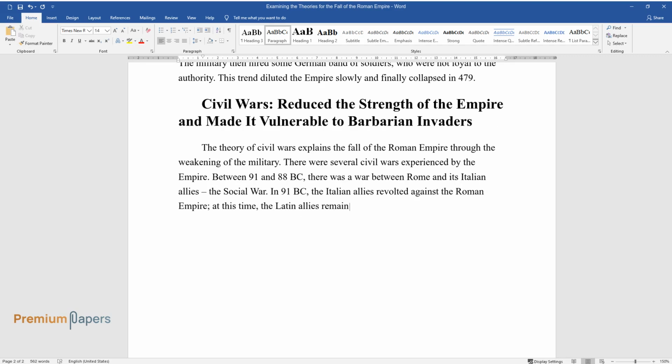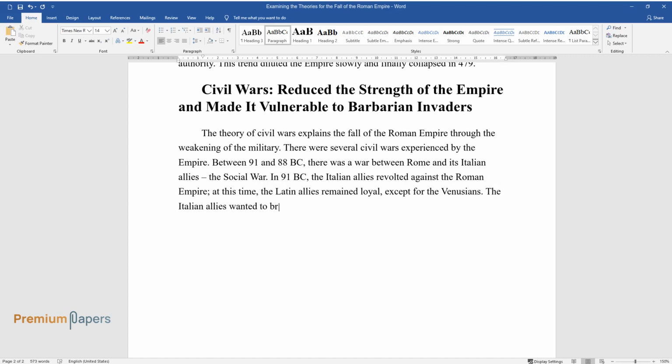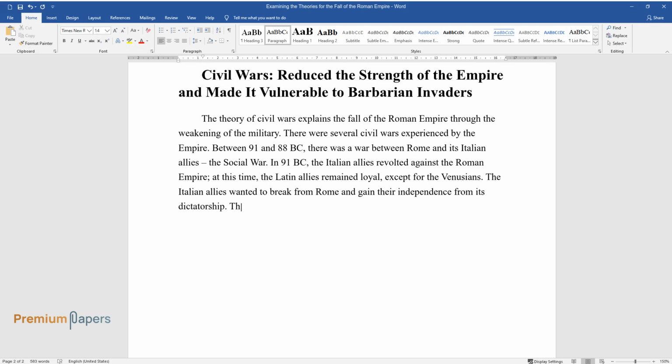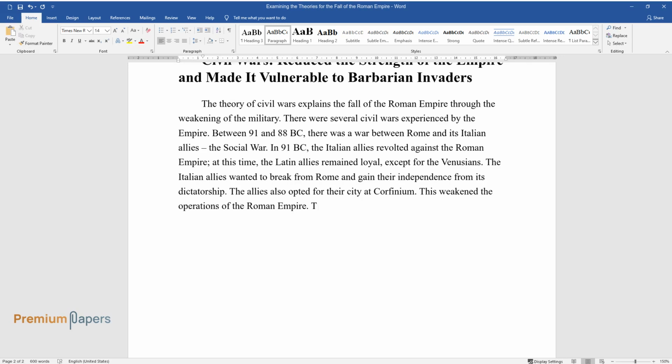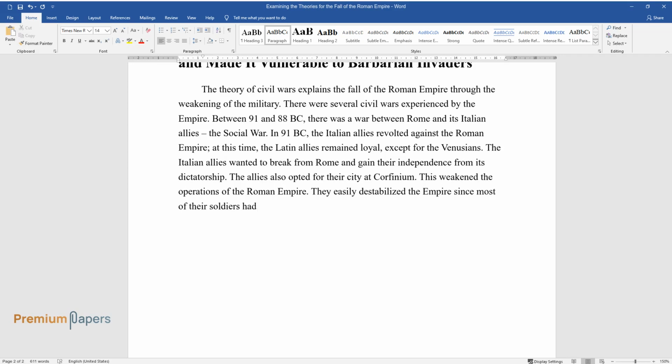At this time, the Latin allies remained loyal, except for the Venusians. The Italian allies wanted to break from Rome and gain their independence from its dictatorship. The allies also opted for their own city at Corfinium. This weakened the operations of the Roman Empire. They easily destabilized the empire since most of their soldiers had served in the empire's army.